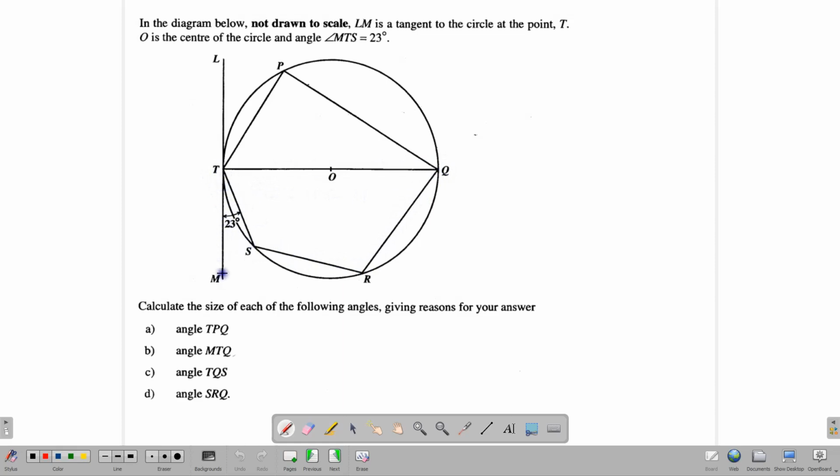We have an angle here drawn between a tangent and a chord. Very useful as well. So let's look at our question. It says in the diagram below, not drawn to scale, LM is a tangent.